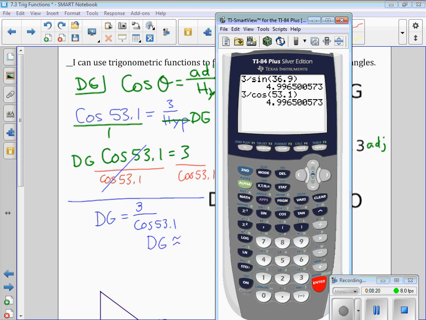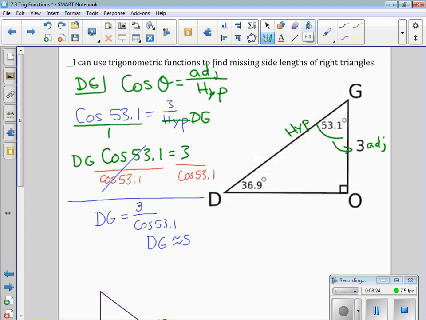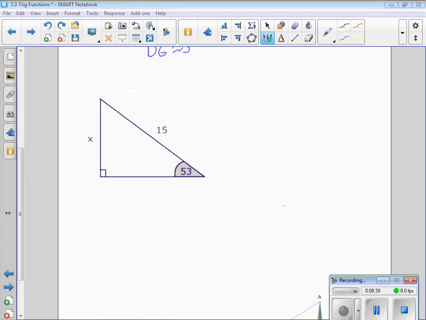In this case, approximately equal 5. Now I could use my trig functions to find out what DO is, but I'm not going to do that. I'm going to go ahead and go on to another problem, let you try your hand at it on your own. Okay, so here you are.